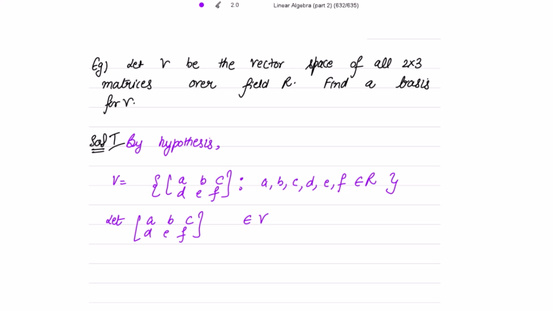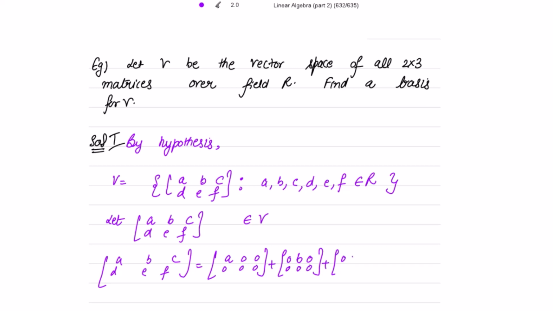So I have taken one element from V in the form of a 2x3 matrix, and this element can be written as, can I write it as A 0 0 0 0 0 plus 0 B 0 0 0 0 plus 0 0 C 0 0 0 plus 0 0 0 D 0 0 plus 0 0 0 0 E 0 plus 0 0 0 0 0 F finally. So if I add all these, I will get back this matrix.